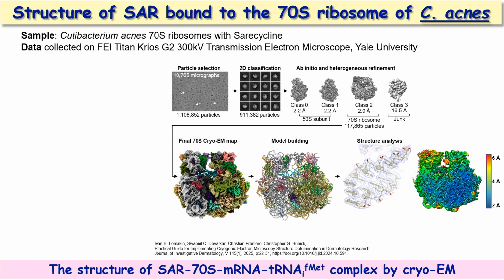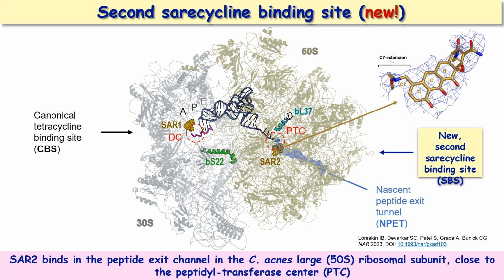What we found when we looked at the C. acnes ribosome is that the same site, the classical tetracycline binding site, exists, but in addition to it, we found a new second site for sarecycline, which binds in the peptide exit channel of the C. acnes large 50S ribosomal subunit close to the peptidyl transferase center.